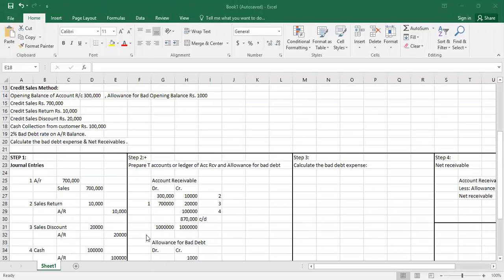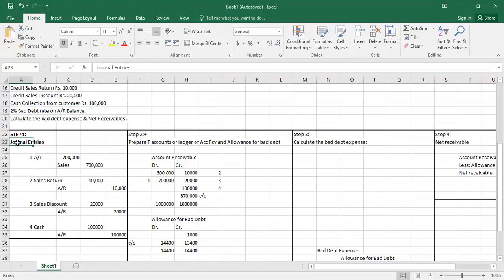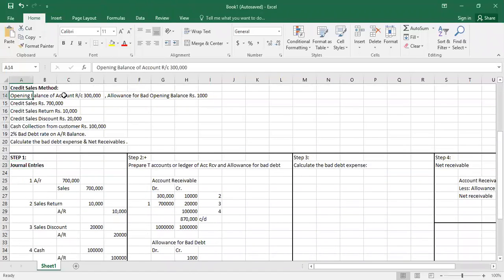So the first step, as we know, is to pass journal entries, and we know that there is no journal entry for opening balance. These are only the balances which we have to write down in our ledger or T account, and all transactions of the opening balance have already been performed in the last step. So first, the journal entry of credit sales, that is rupees 7 lakh. Our journal entry would be account receivable debit and sales credit. Here we have passed our first journal entry.